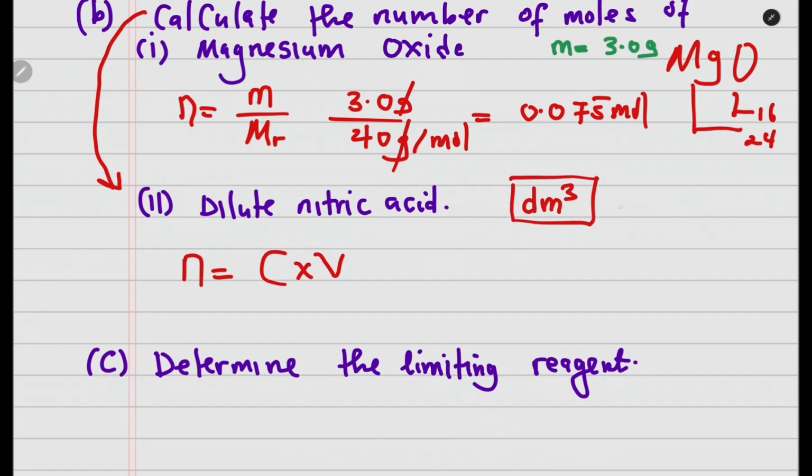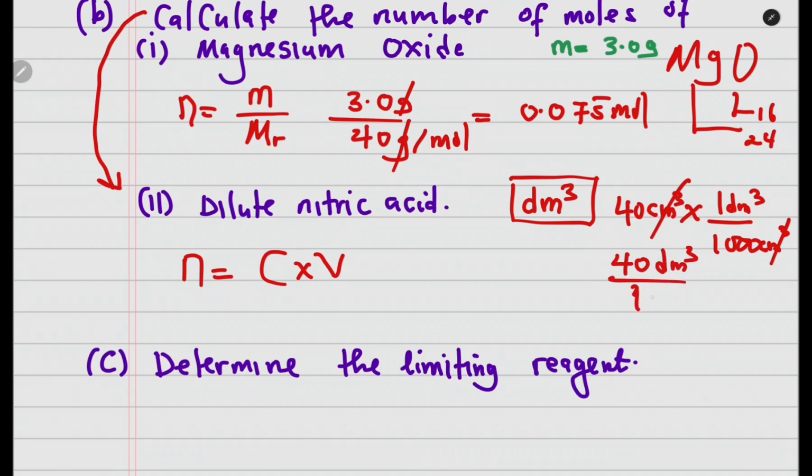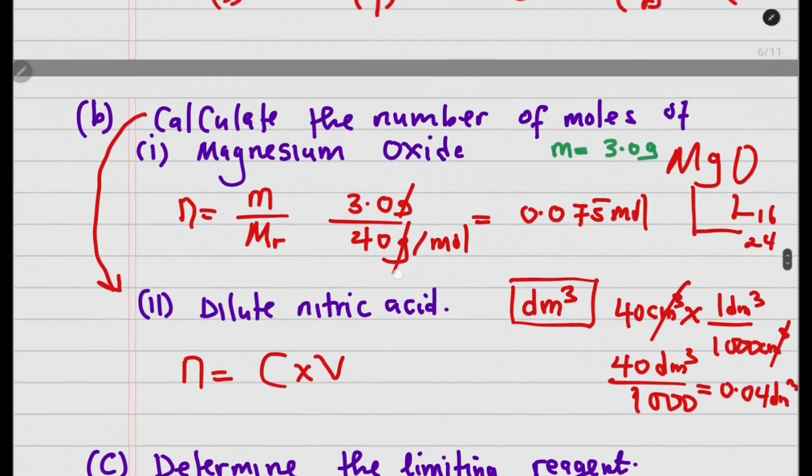So we are given 40 centimeter cubic, of which we say 1 decimeter cubic is equal to 1,000 centimeter cubic. So cubic centimeter and cubic centimeter cancel. Then 40 decimeter cubic divided by 1,000 is going to give us 0.04 decimeter cubic. So that is what you are going to find as the volume. Concentration is given as 2.